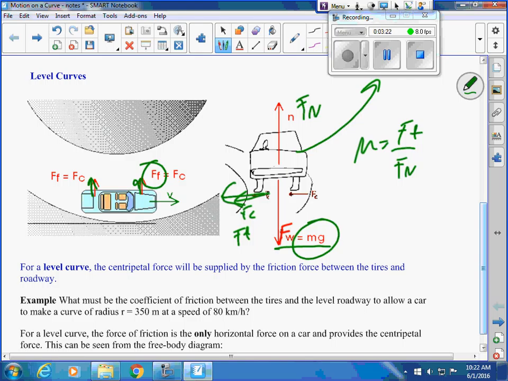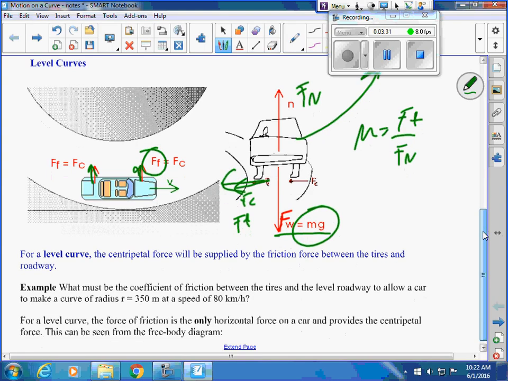So here's an example. What must be the coefficient of friction between the tires and the level roadway to allow a car to make a curve of radius 350 meters at a speed of 80 kilometers an hour?